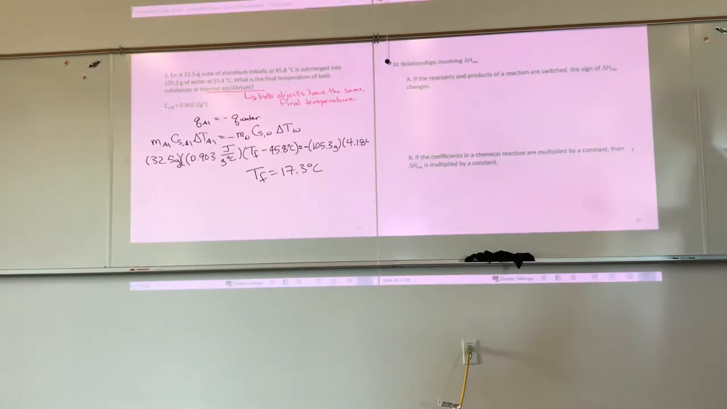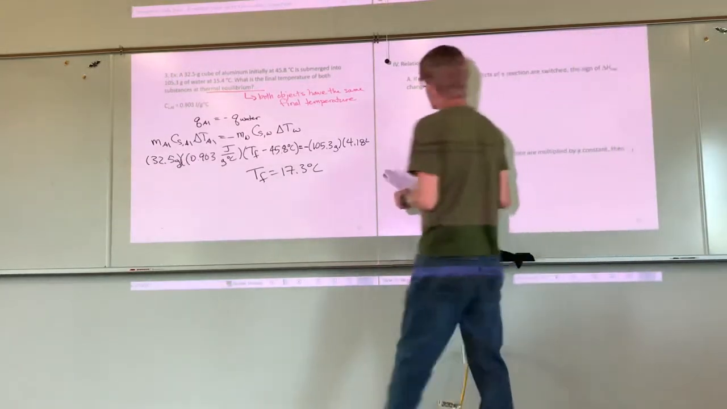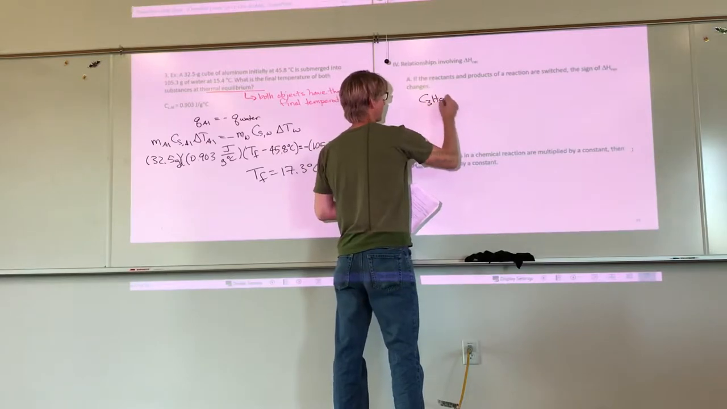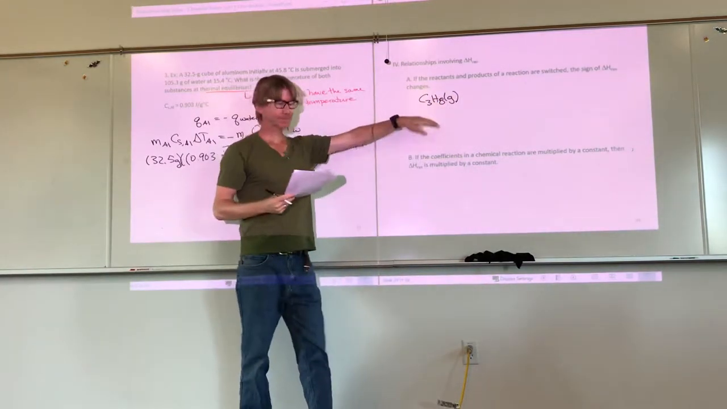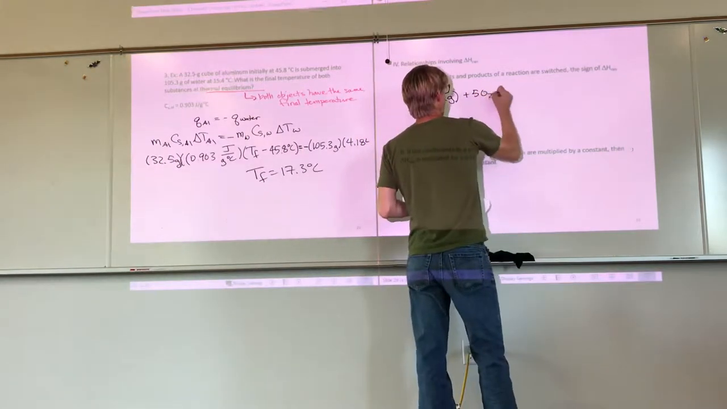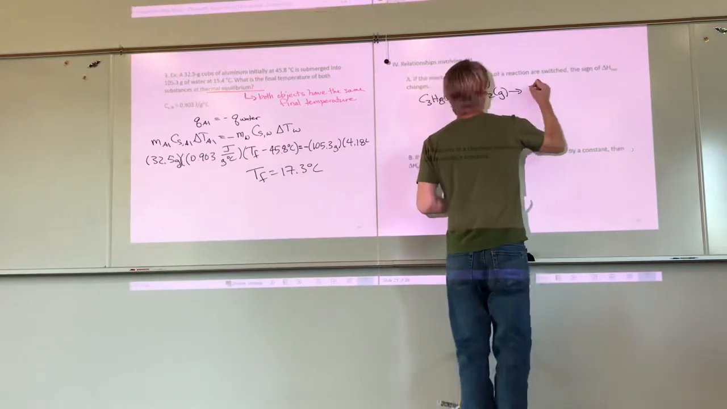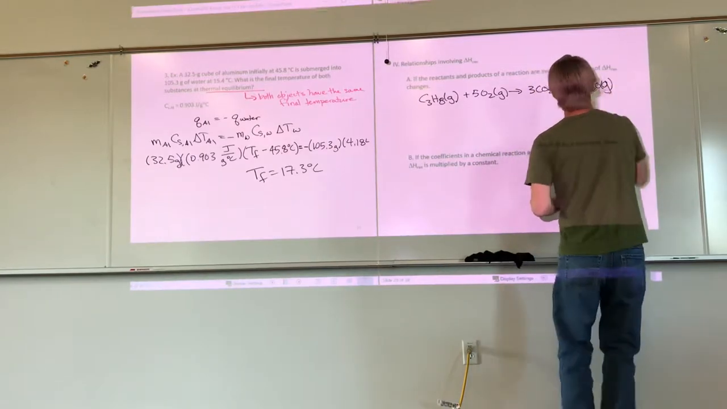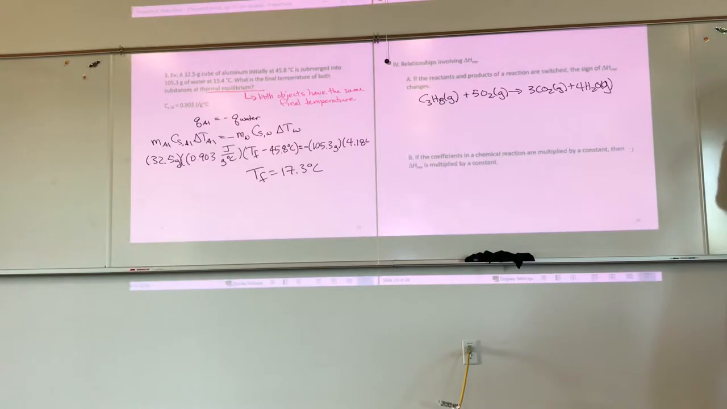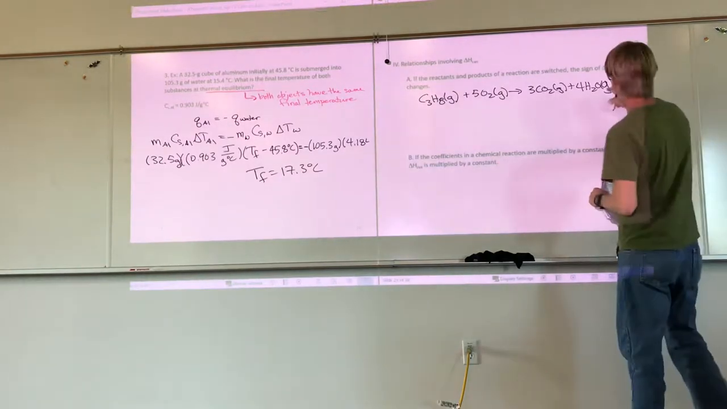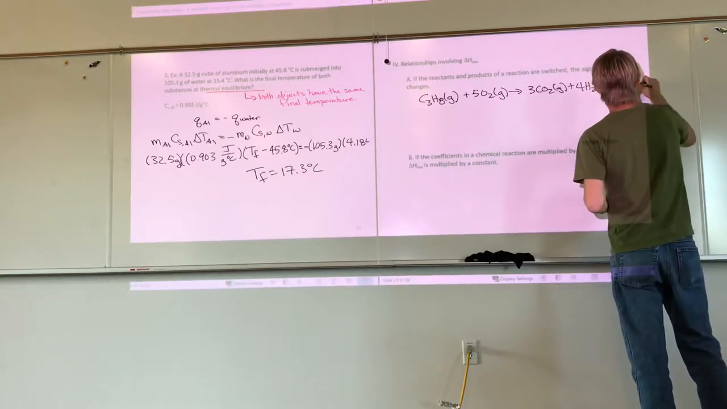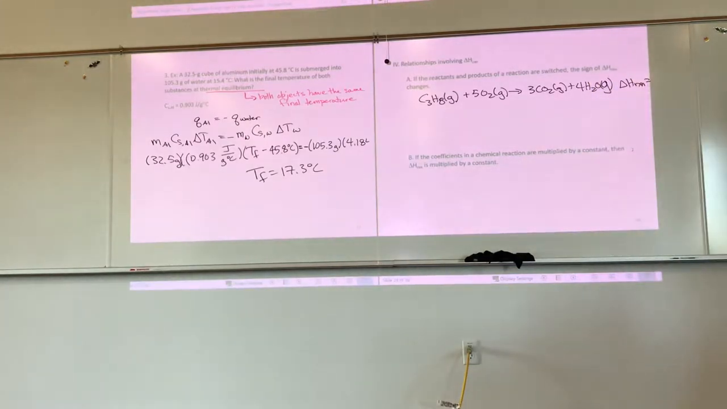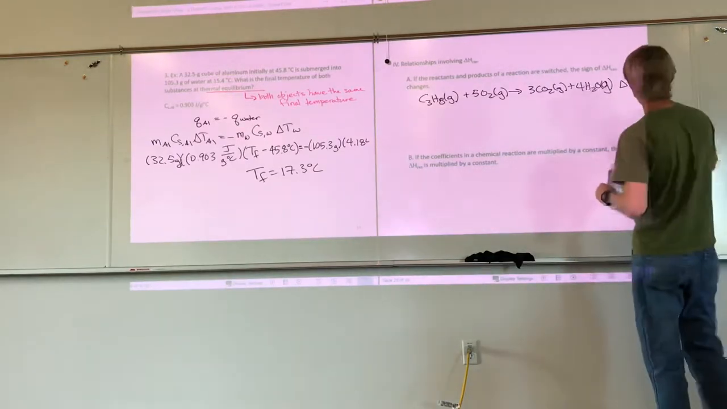One, if the reactants and products of a reaction are switched, the sign of delta H reaction changes. Does that sound familiar? That is in your lecture notes. I'm going to do the same example I already did to drive home the example. It took propane and burned it. And for that process, we said delta H reaction was minus 2,044 kilojoules per mole.